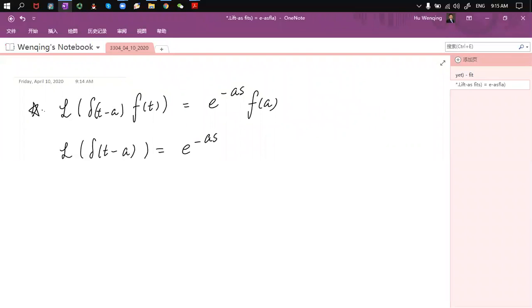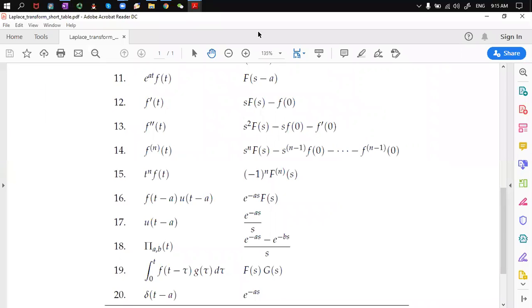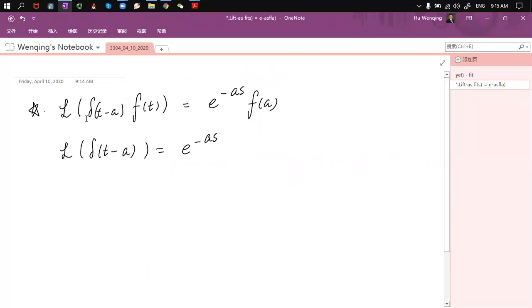You have to remember that this Laplace transform table that's showing you here has line 20, which says that delta t minus a is transformed to e power minus as. Therefore, if you multiply delta t minus a by f, then under the Laplace transform it's going to give you e power minus as multiplied by f of a. So this f of a is not ignorable. This is important.